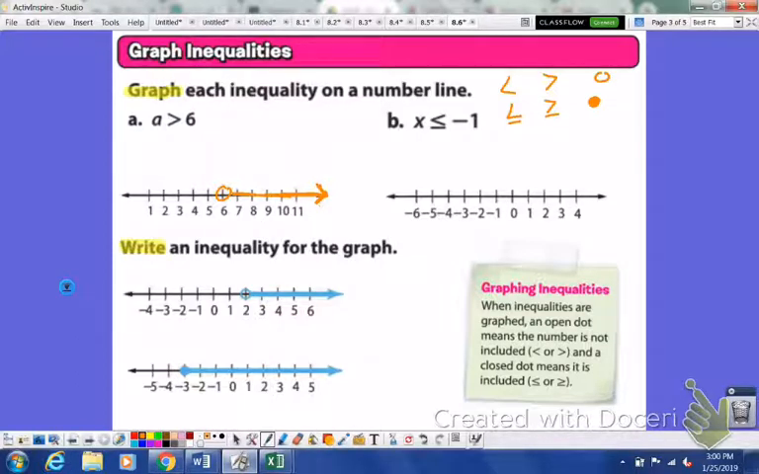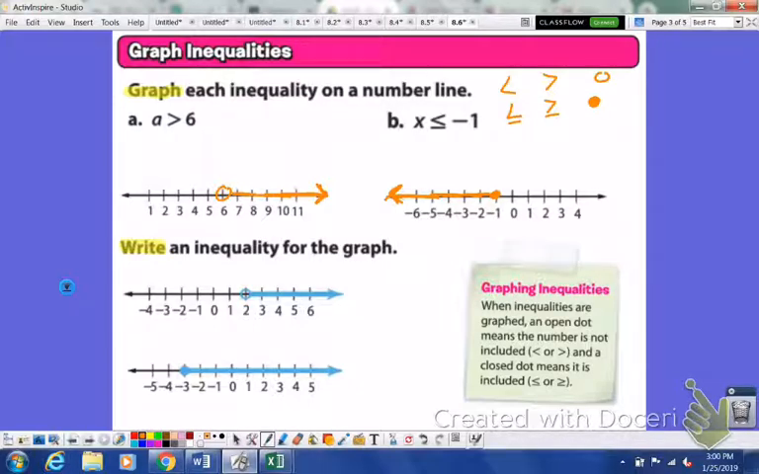Okay, part B, X is less than or equal to -1. There's my key number. Go to my -1. Less than or equal to tells me it's a closed circle. Less than, where are my numbers less than -1? That's to the left. Think less is left. And again, finish it off with an arrow to show that it keeps going. Alright, now we've graphed a few. Let's talk about writing an inequality.